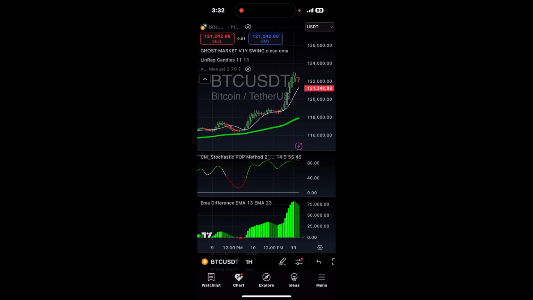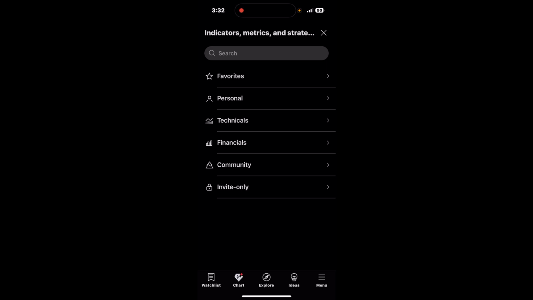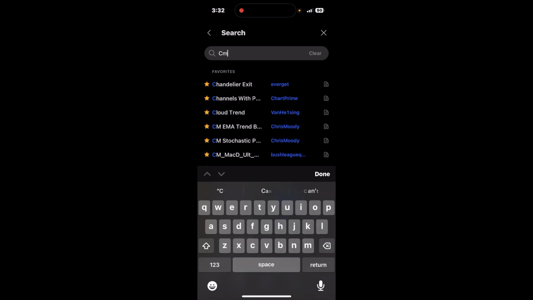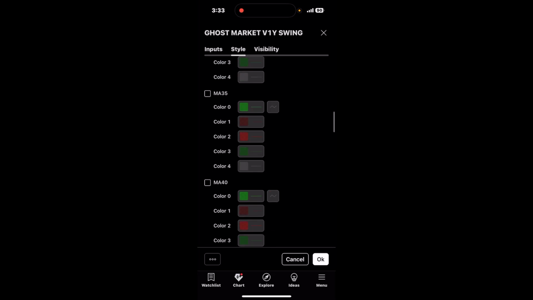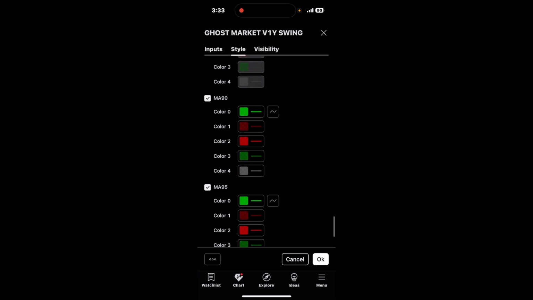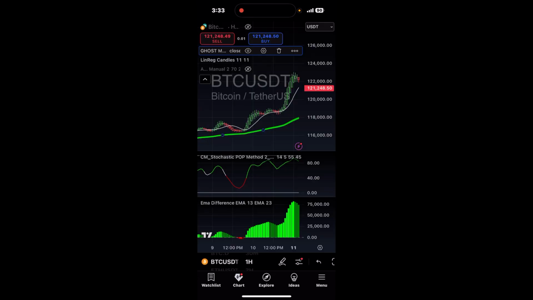Now I have my Ghost Market Pro here for my 9095, but for those that want to do it, you just have to go to your indicators here, and you want to go to CM EMA trend bars. You want to click that twice, and you want to put in 9095. That'll give you the same thing here where I have my Ghost Market. My Ghost Market Pro basically has a bunch of these moving averages together. So I have my 9095 here. But if you don't want Ghost Market Pro, it's a paid indicator, you'll have to go to CM EMA trend bars and put in 9095.